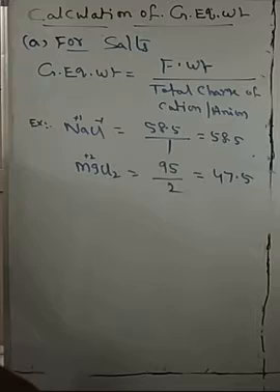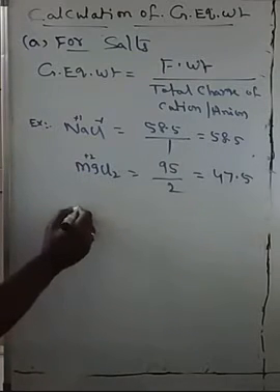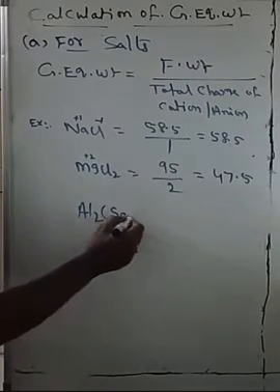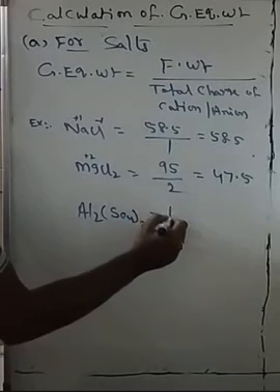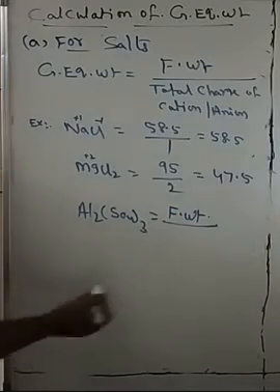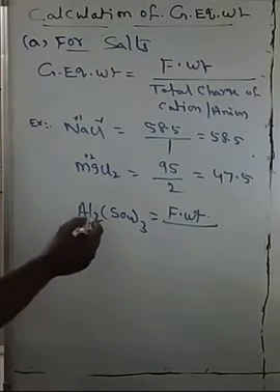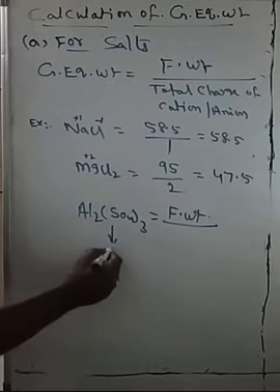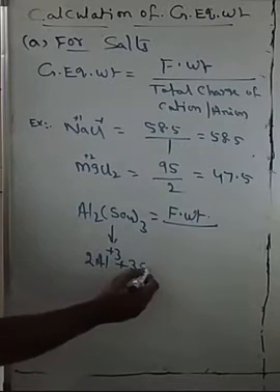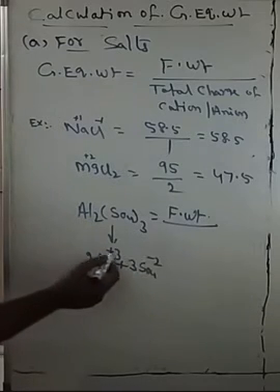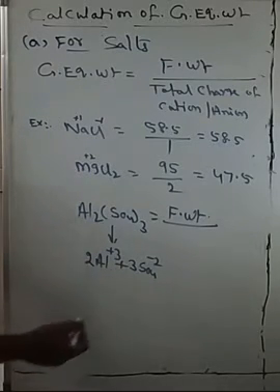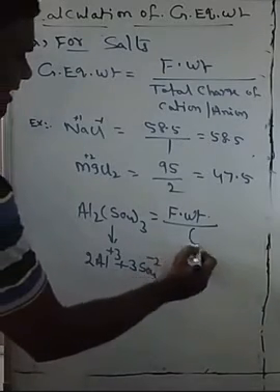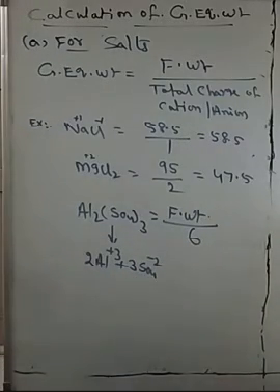It becomes 47.5. Like that, Al2(SO4)3, taken thrice. Now formula weight divided by how much? Aluminum sulfate dissociates into 2Al plus 3 and 3SO4 minus 2. Total cation charge plus 6, total anion charge minus 6. That's why we divide by 6. So that is the calculation of equivalent weight for salts.